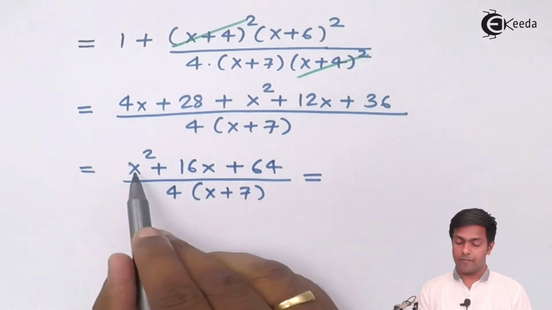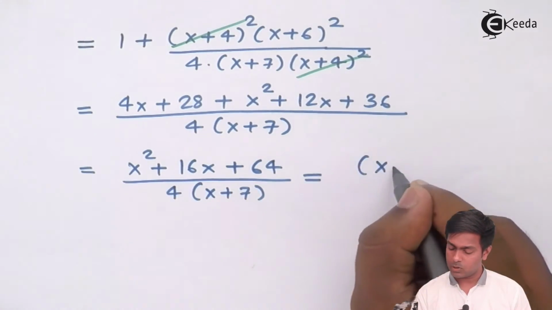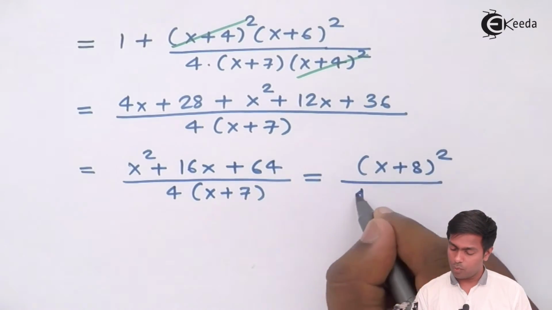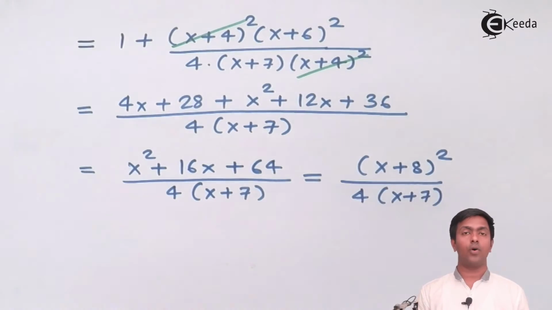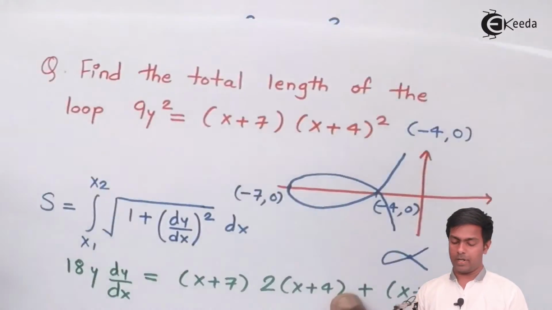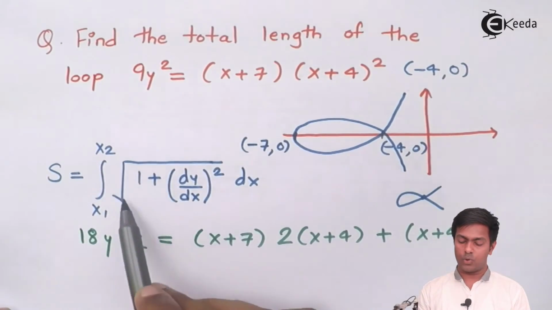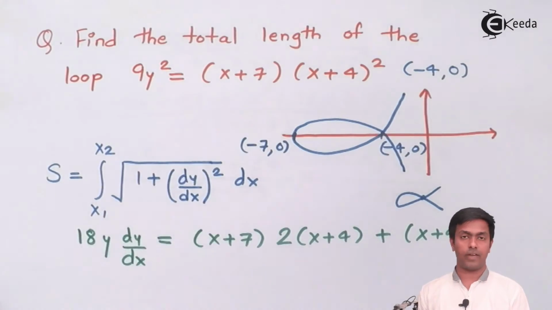Now guys, if you observe the numerator, it is nothing but x plus 8 the whole square formula upon 4 into x plus 7. So guys, this is the value of 1 plus dy by dx the whole square. Now we'll find out root of that, and we'll put it here in s, or the formula of s.